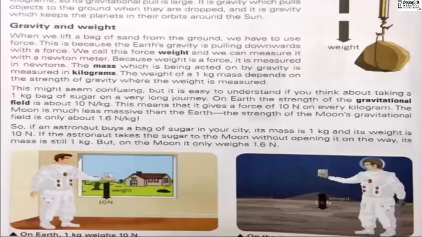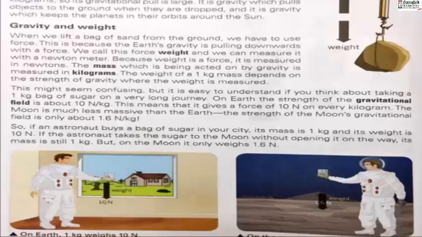When we lift a bag of sand from the ground, we have to use force. This is because the Earth's gravity is pulling downwards with a force. We call this force weight, and we can measure it with the Newton meter. Because weight is a force, it is measured in newtons. The mass which is being acted on by gravity is measured in kilograms. The weight of 1 kg mass depends upon the strength of the gravity where the weight is measured.